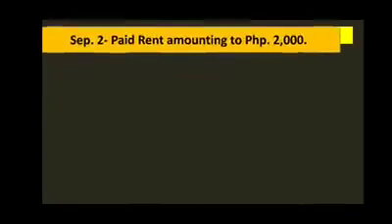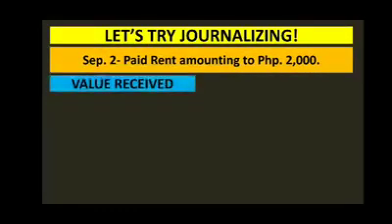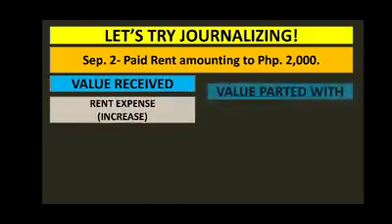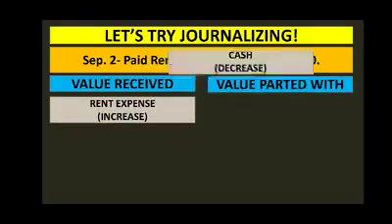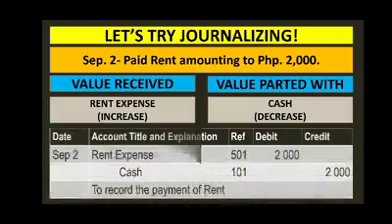Next is paid rent amounting to 2,000. So, ano yung received? That is the rent expense, and then value parted with is the cash. Then, nagbayad tayo ng cash. So, ito yung journal entry. Rent expense 2,000, credit cash 2,000. To record the payment of rent.